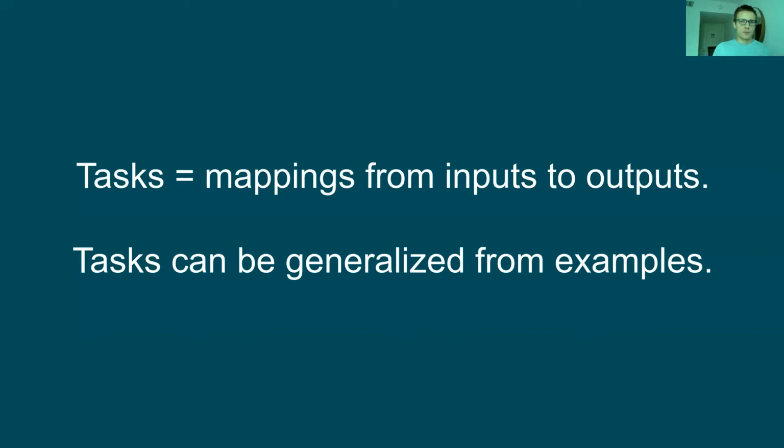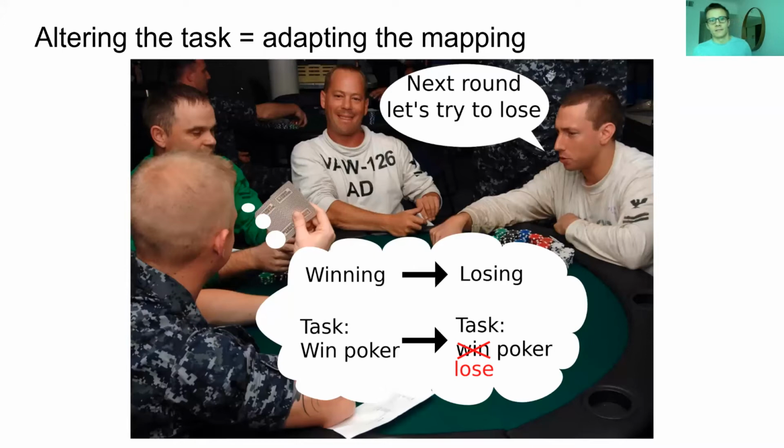So I'm going to take the perspective that tasks are mappings from inputs to outputs, and that these tasks can be generalized from examples. Okay, great. And now I want to think about how we can alter these tasks to adapt to variations. And so I'm going to view this alteration of the task as adapting the mappings.